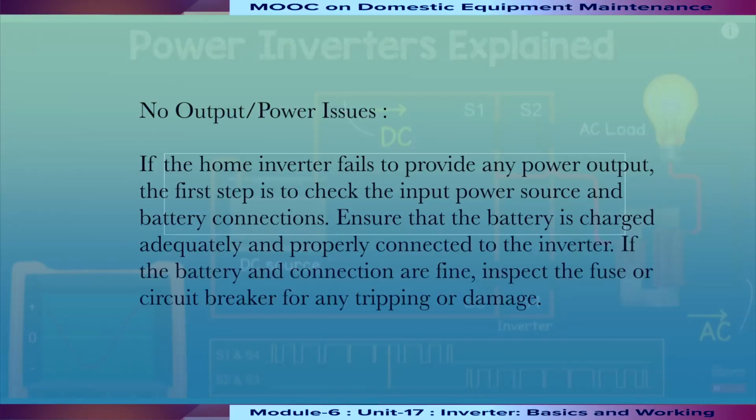If the home inverter fails to provide any power output, the first step is to check the input power source and battery connections. Ensure that the battery is charged adequately and properly connected to the inverter. If the battery and connection are fine, inspect the fuse or circuit breaker for any tripping or damage.